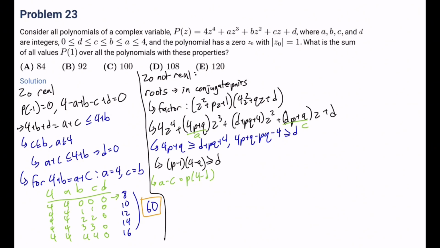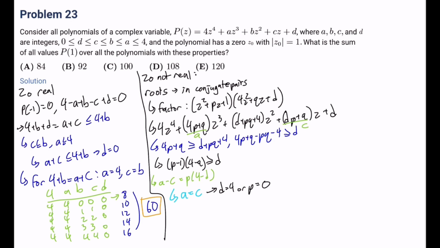And so now we can use this to predict our answers. First, we're going to think about when a is equal to c. And that means this is going to be 0. That means this is also going to be 0, right? So if this is 0, either p is 0 or 4 minus d is 0. That gives us two possible ways. It's either d equals 4 or p equals 0.